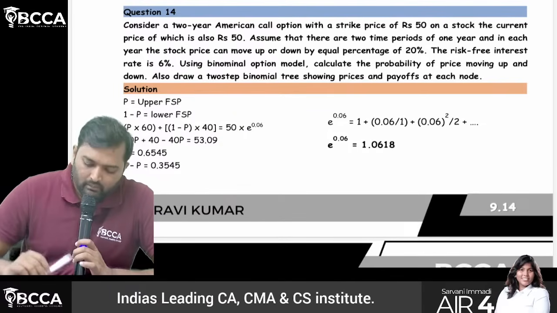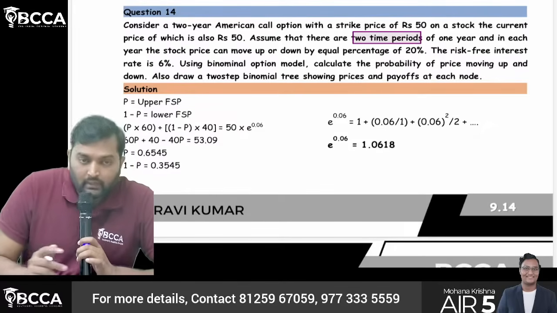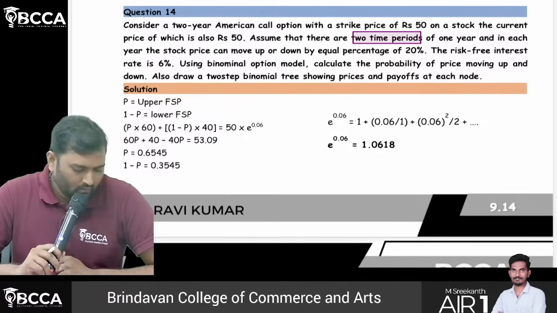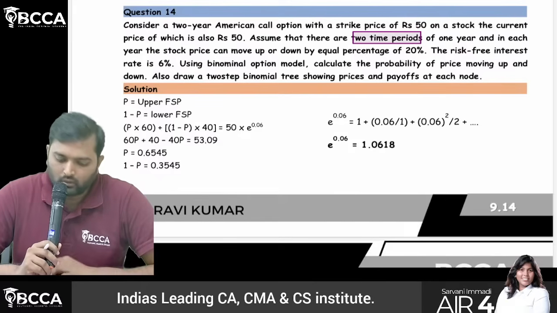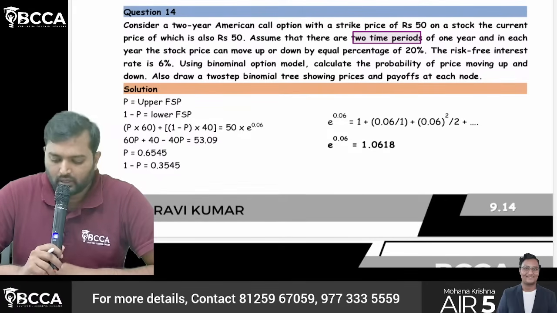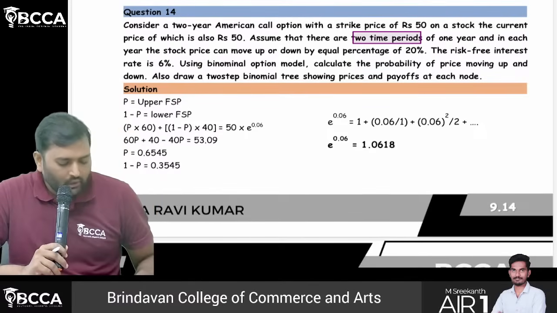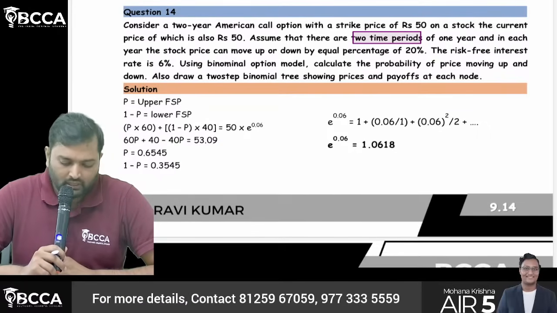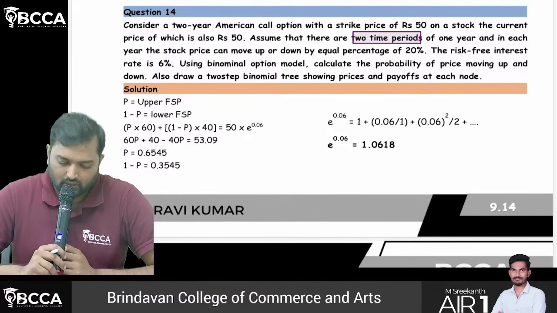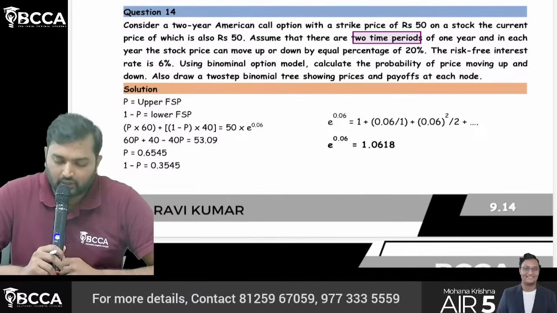Assume that there are 2 time periods. Because of this sentence, we get to know that this is a 2-period binomial model. Assume that there are 2 time periods of 1 year, and in each year the stock price can move up or down by an equal percentage of 20%.